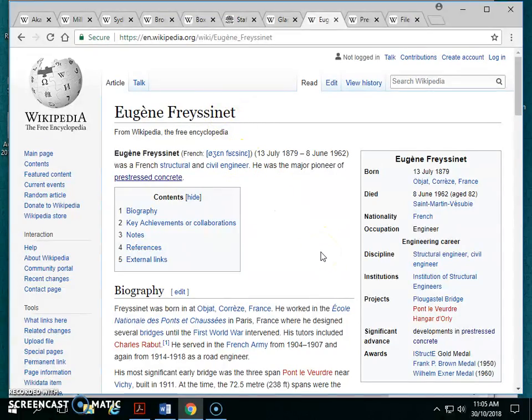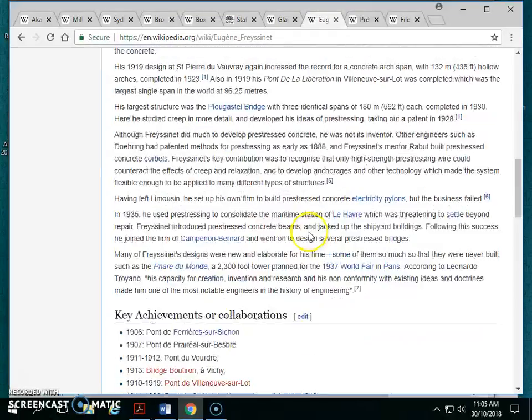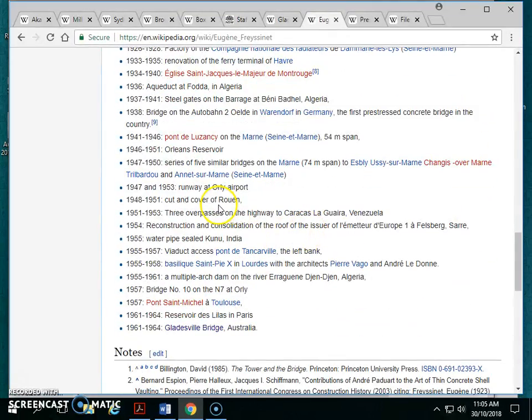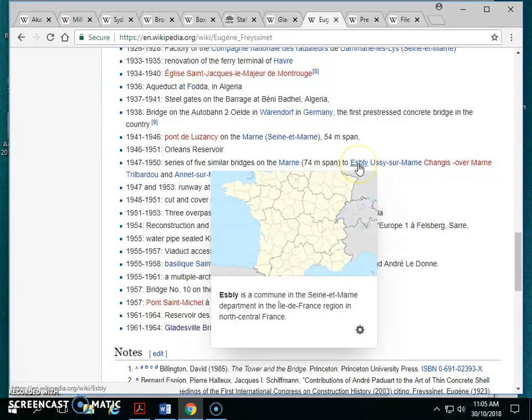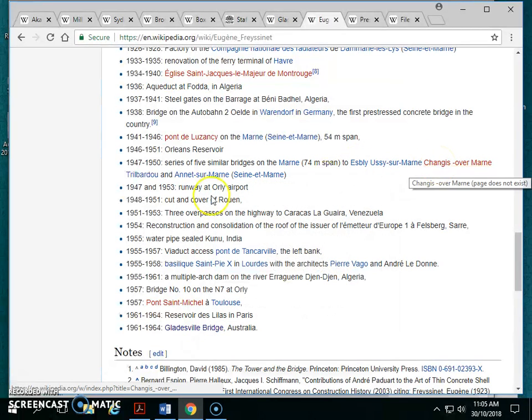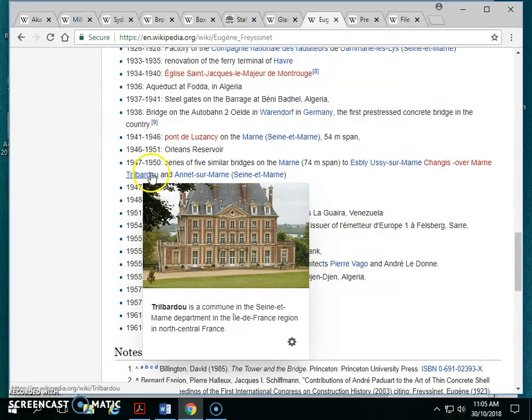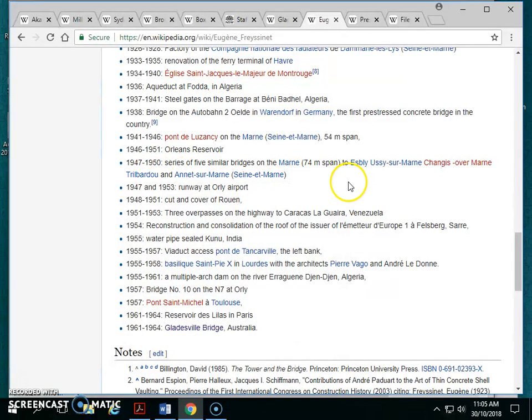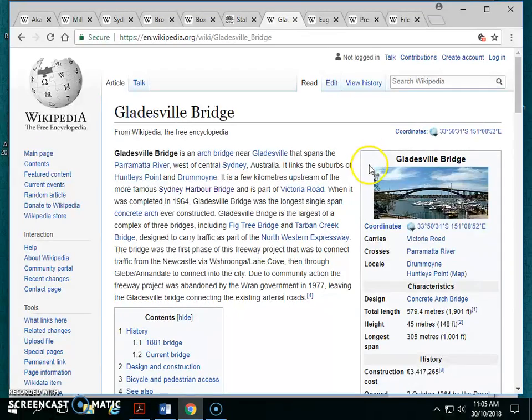Anyway, so he built some bridges. He built 5 similar bridges on the Marne. I'm not going to try and pronounce any of these, but one here, one here, one here, one here, and one here. Then he went and built some more bridges, eventually getting to the Gladesville Bridge, which is in Sydney, which is also in the book.